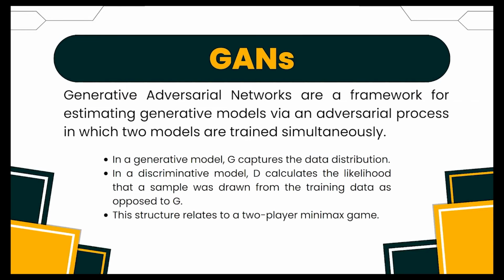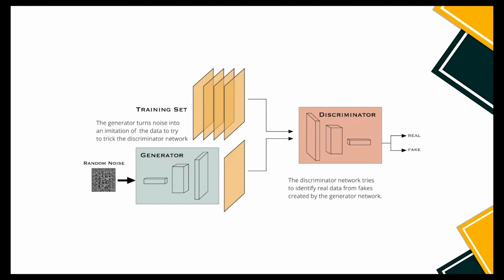Now let us come to GANs. GAN is the short form for generative adversarial networks. Generative adversarial networks are a framework for estimating generative models via an adversarial process in which two models are trained simultaneously. In this one also, there are two components. One is the generator, which generates new images, and the other is the discriminator, which discriminates between the real and the fake images. The generator produces images so natural that the discriminator thinks they are from the real data distribution. The discriminator keeps getting better and better at distinguishing between real and fake images.